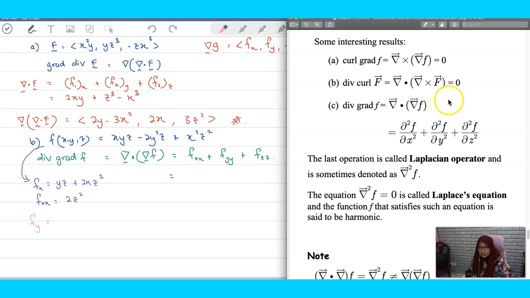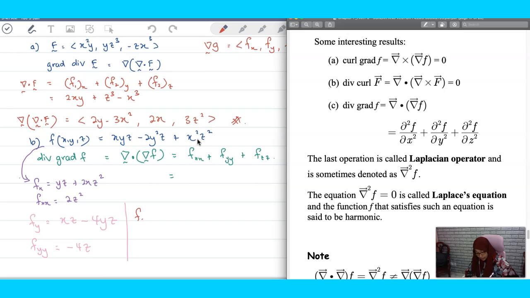So differentiate the f here with respect to y. So you have xz minus 4yz. And that's it. So then fyy, you will get minus 4z.